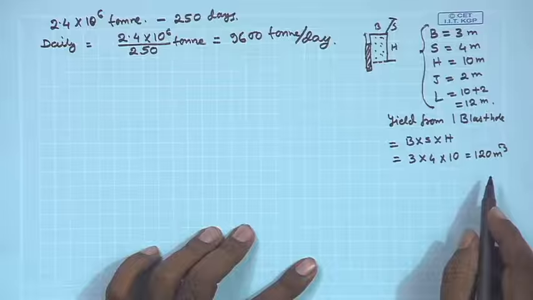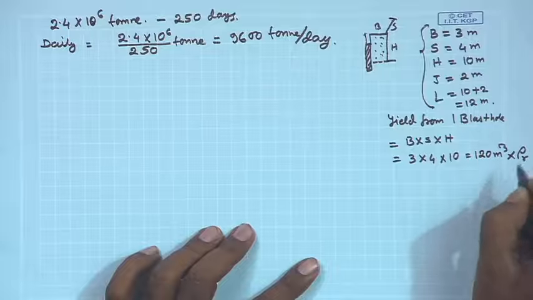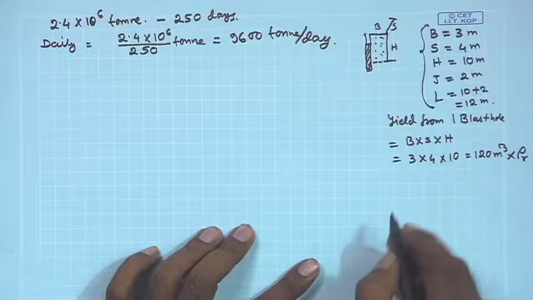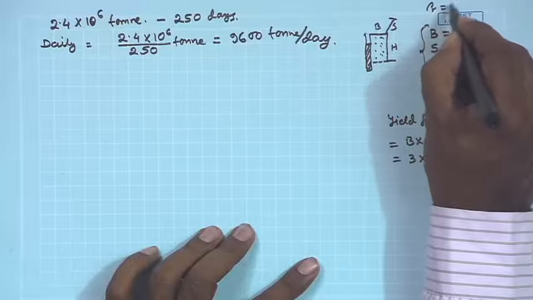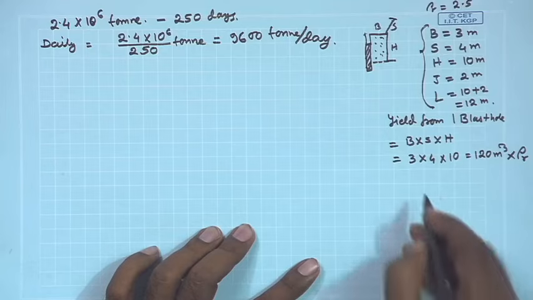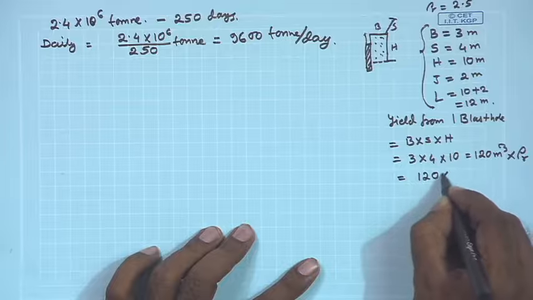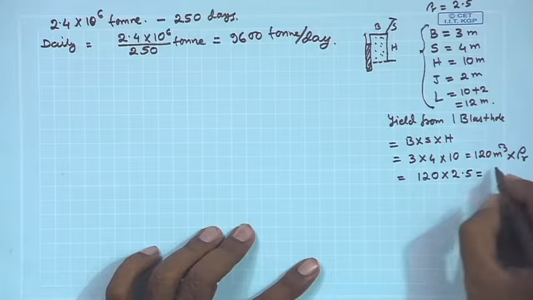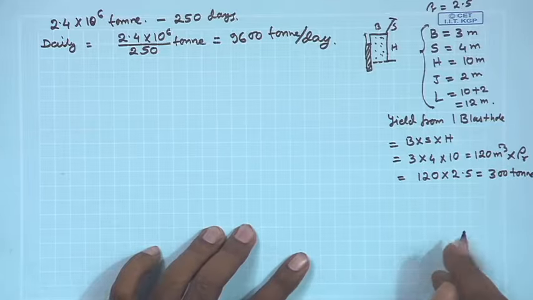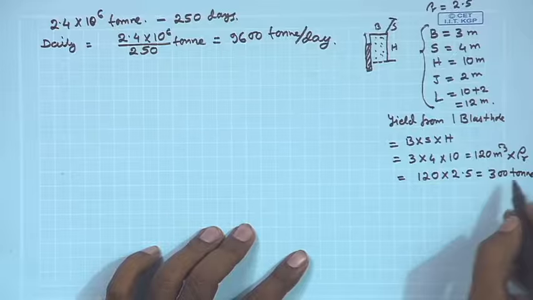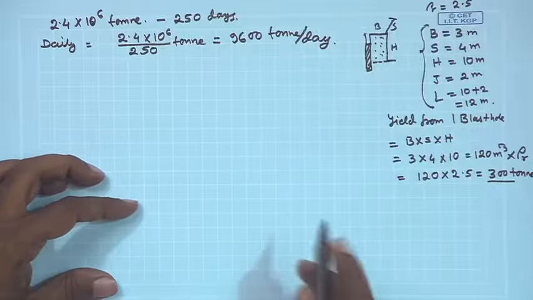If we would like to convert into the ton, then we have to multiply it with the rho of rock. Rho r is given here as 2.5. So, that means 120 into 2.5, that is coming 300 ton. In fact, in the last class what we have already solved, there also we have found in a similar way. This 300 ton is the yield from one blast hole.